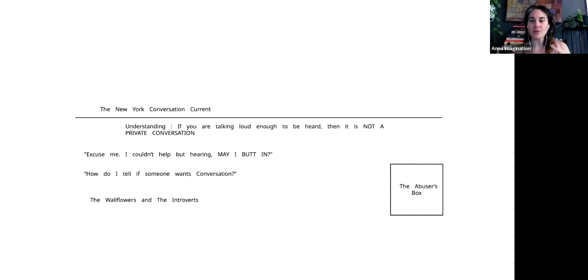We are on the abuser's box. In this particular diagram, we were talking about the New York conversation current and the abuser's box. Now we're going to hone in on that abuser's box, really open this thing up, get right into it, and dissect what is going on inside the abuser's box.